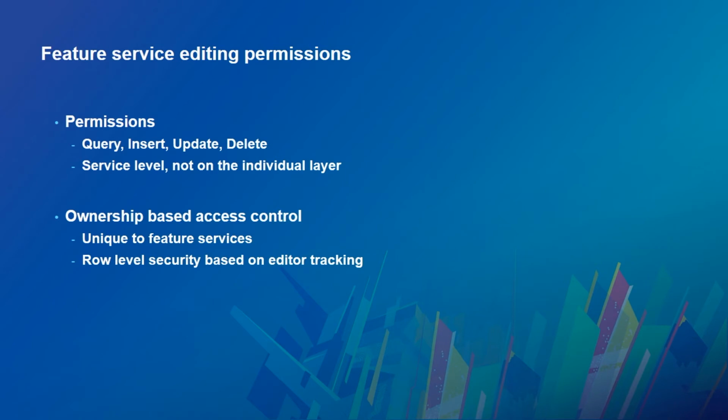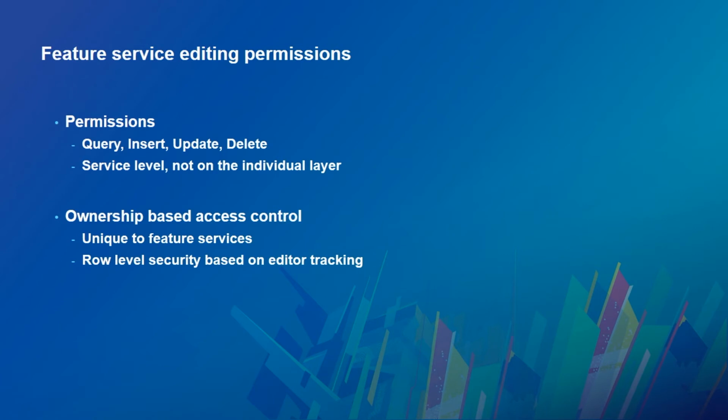Something unique to feature services is it's ownership-based access control. This is row-level security that allows an admin to determine who can view or edit individual rows. So based on the editor tracking fields, we know who created the row, and we can determine whether only the creator can edit, or if other viewers can edit, or if only, for example, the creator can even see that row.